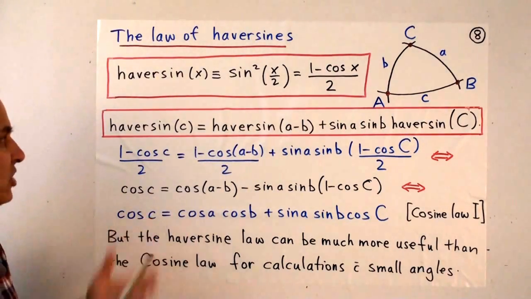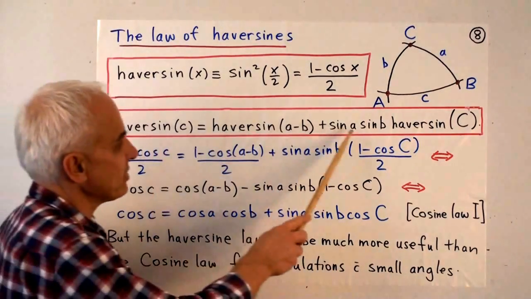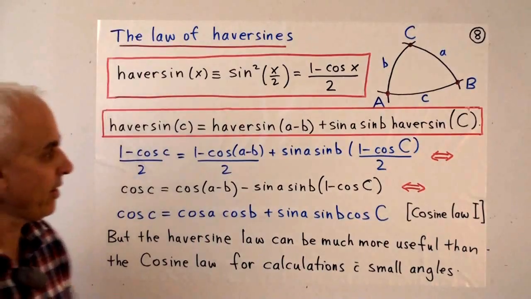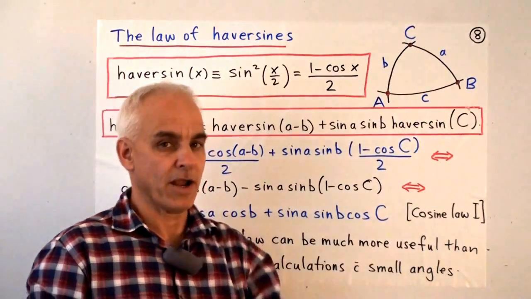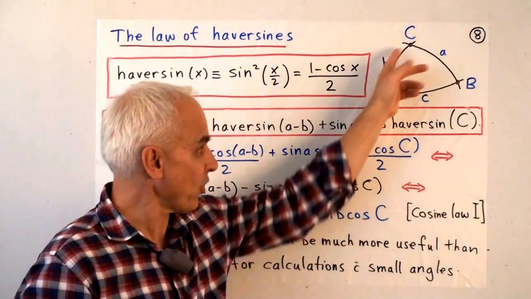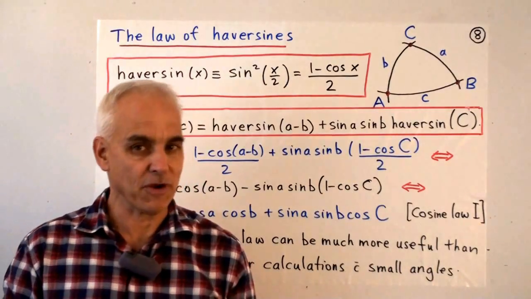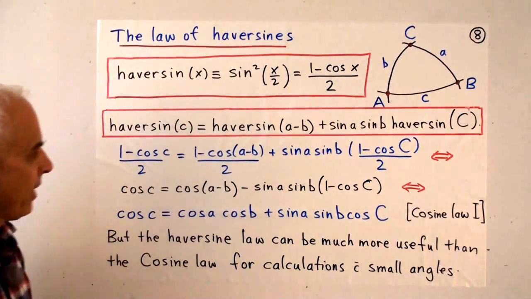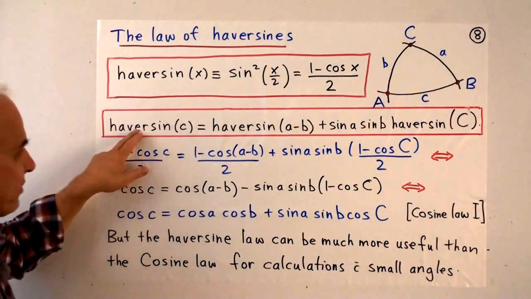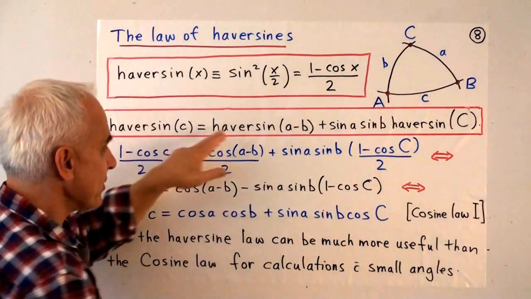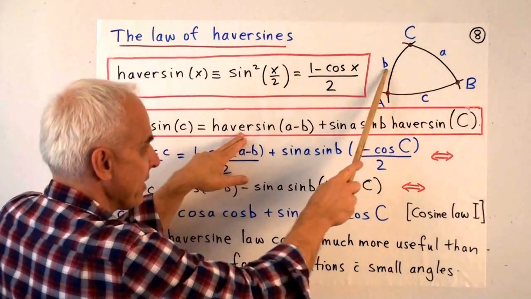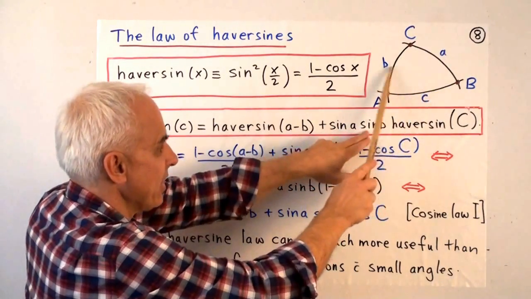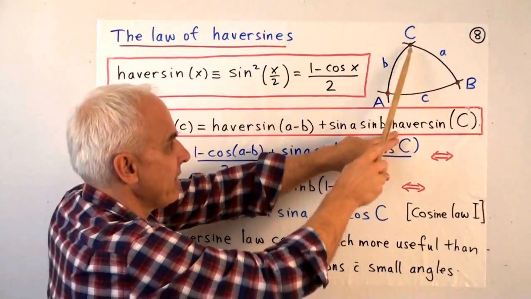So given that's the definition of the Haversine, here is the Haversine law, again relating to a spherical triangle. And now I'm not even bothering writing down the sphere. You can see from the curved sides that we're talking about a spherical triangle, I hope. It's the same one as always. And the law of Haversines says that the Haversine of little c equals the Haversine of little a minus little b plus sine a sine b Haversine of capital C.